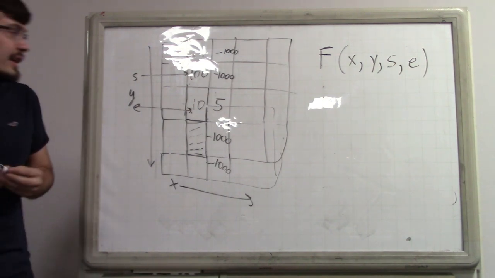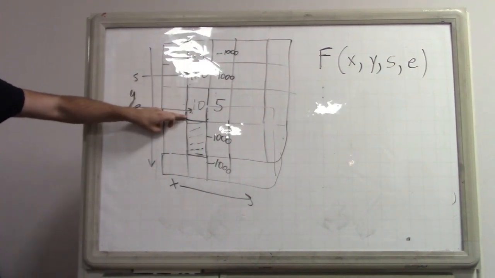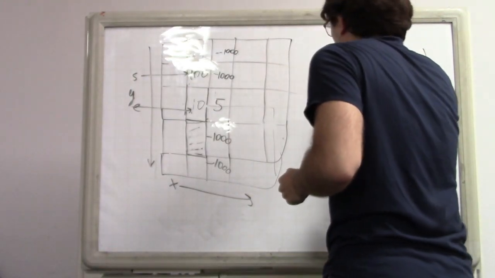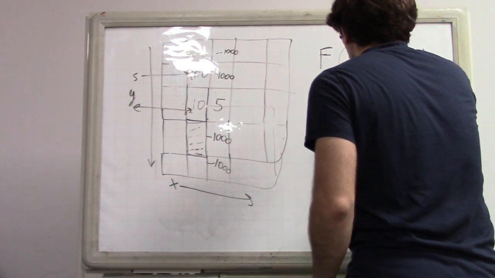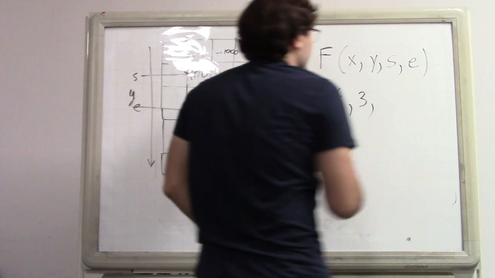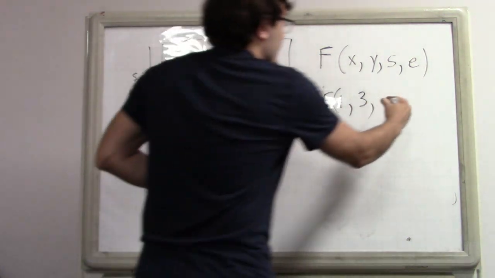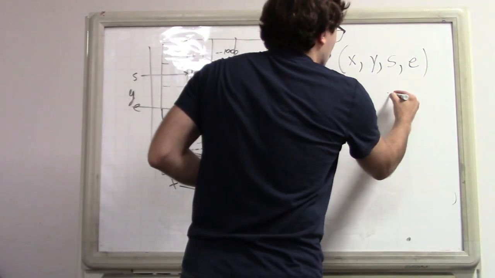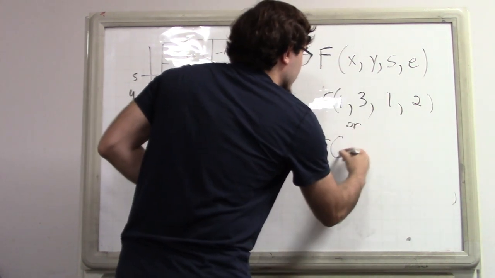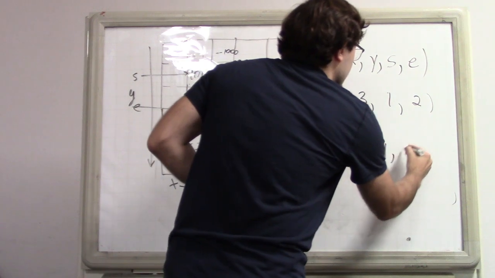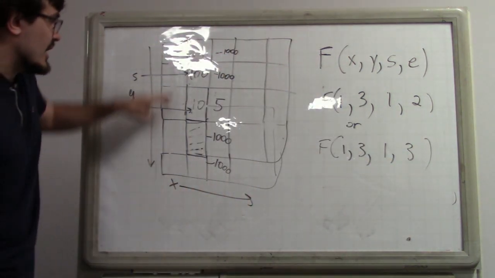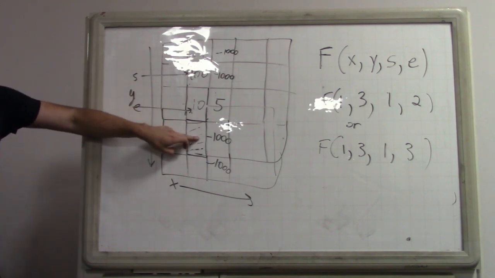So for example, if our history is that we picked up this value, and now we're here, is that going to be F of X equals 1 in this column? Y is 0, 1, 2, 3. Is it going to be F of 1, 3, and then S equals 1, and E equals 2? Or is it going to be F of 1, 3, 1, 3? Why 3? Because we include this in the history as well.